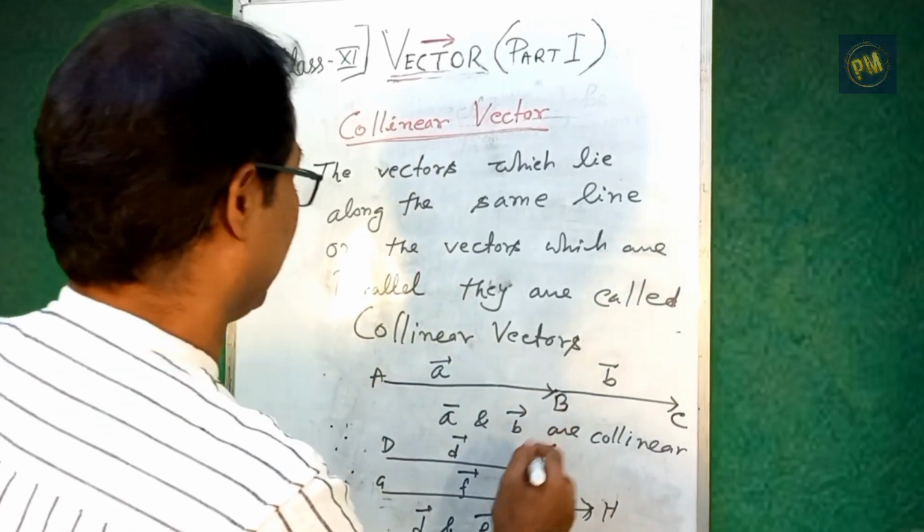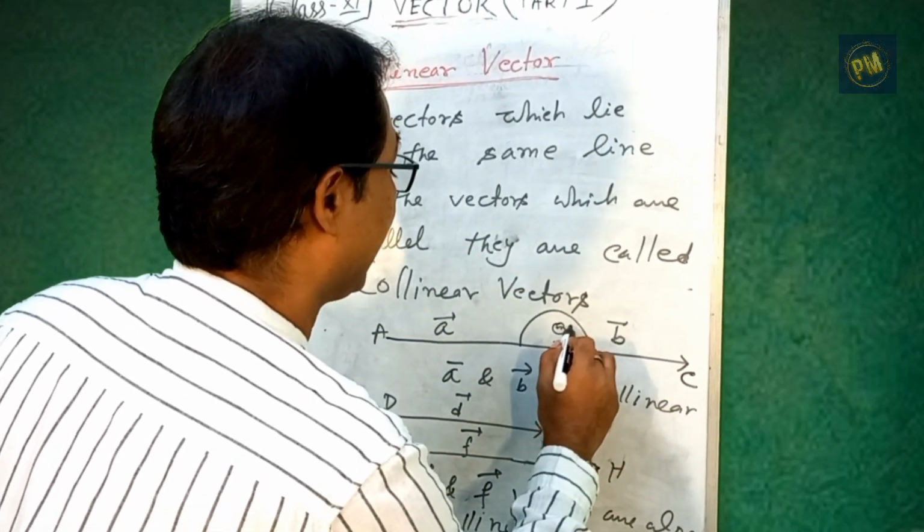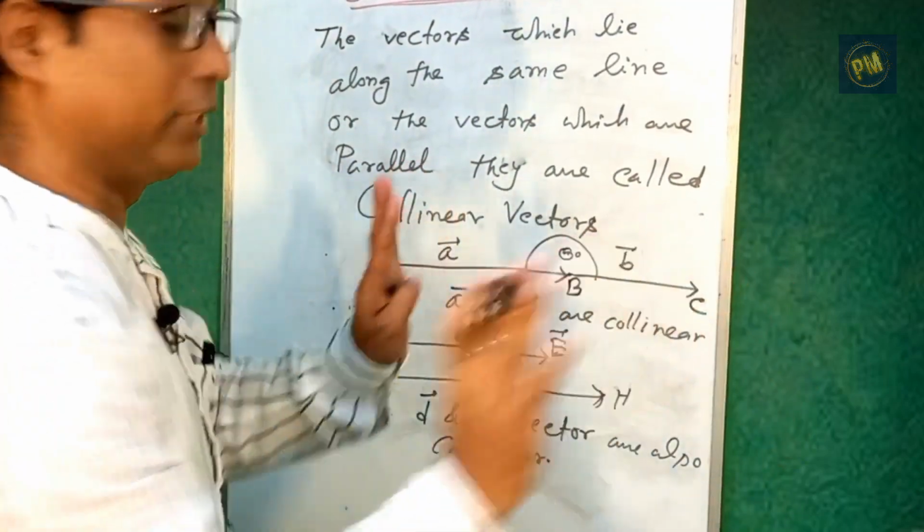The angle between the collinear vectors is 0 degrees, they are acting along the same line or they are parallel, that is, the angle between the collinear vectors is 0 degrees.